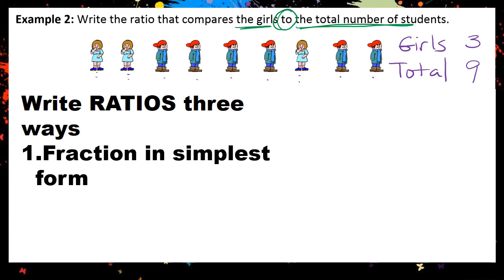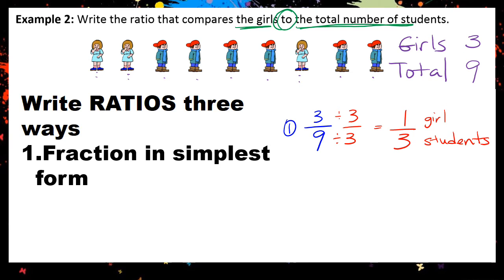So the first step is we're going to write the fraction in simplest form here. For number 1, our fraction, we have girls as the numerator, the total number of students as the denominator, 9. But we know this is not in simplest form. We can divide the top and the bottom by 3, our greatest common factor. When we do that, it simplifies to 1 over 3. So we can say for every 1 girl, there are 3 students.